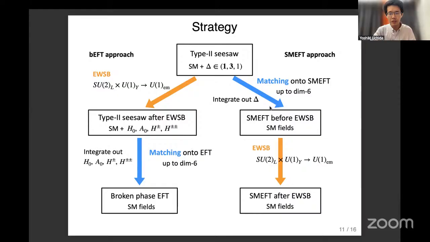And the other approach is that we first match the type-II seesaw model onto SMEFT by integrating out its SU(2) triplet field delta. And after that, we substitute the VEV and apply the electroweak symmetry breaking. Then we get the Standard Model effective field theory after the electroweak symmetry breaking. So we compare these two effective field theories.